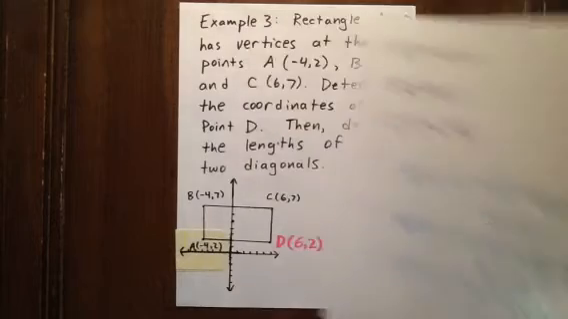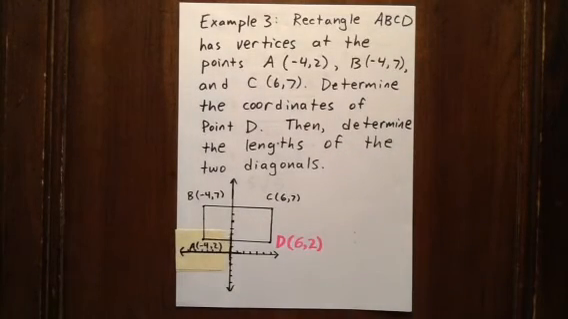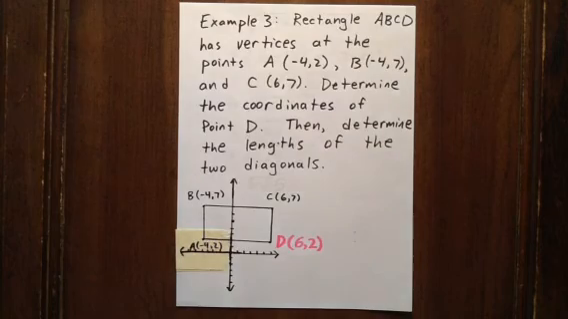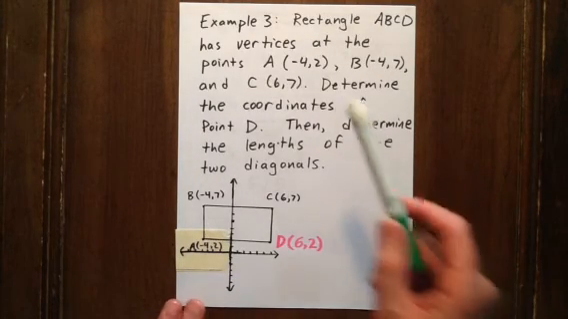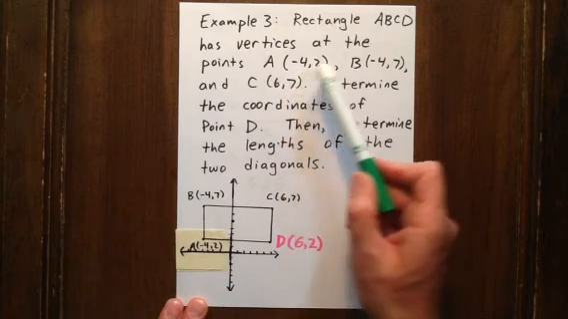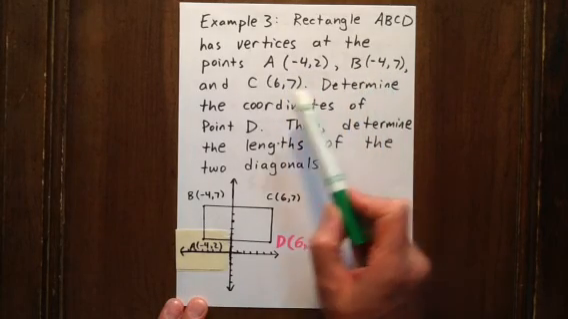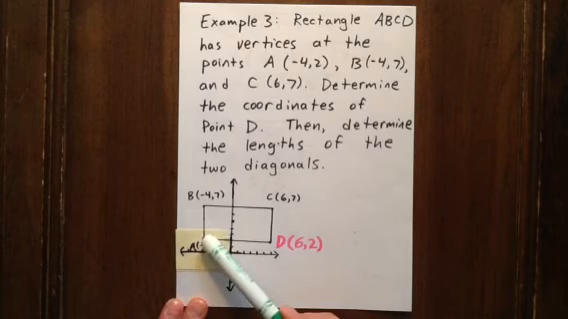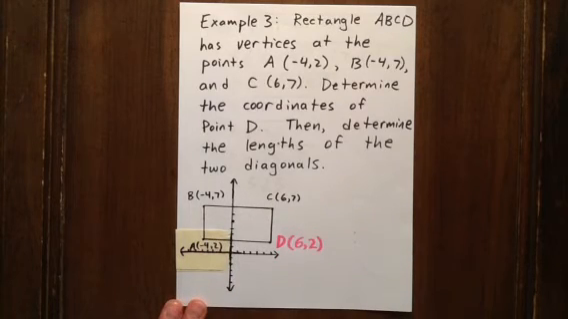Okay? And finally, we're going to take a look at the rectangle ABCD. This question is kind of cool because they don't actually tell us what the coordinates of point D are. We just have to figure it out ourselves. So we graph the points A (-4, 2), B (-4, 7), and C (6, 7). And now we want to determine the coordinates of point D.